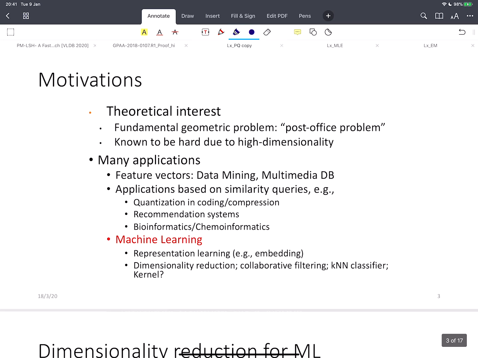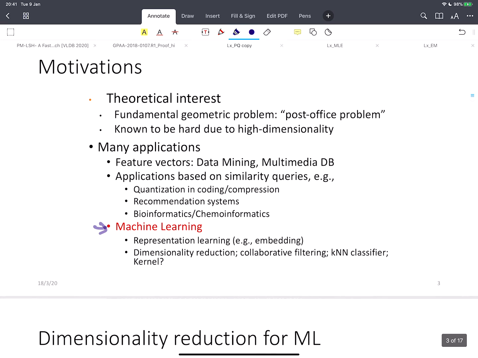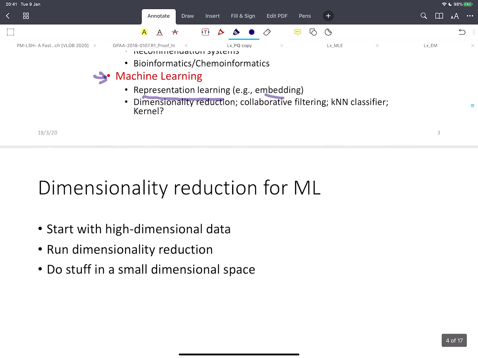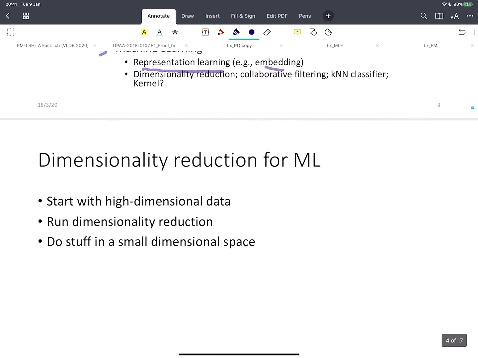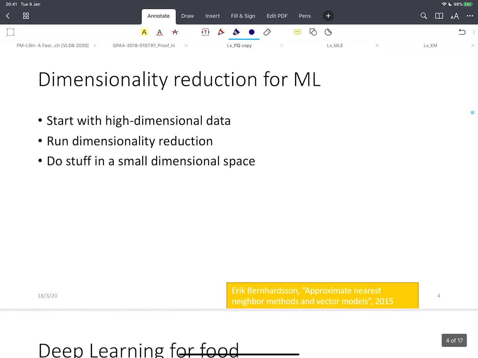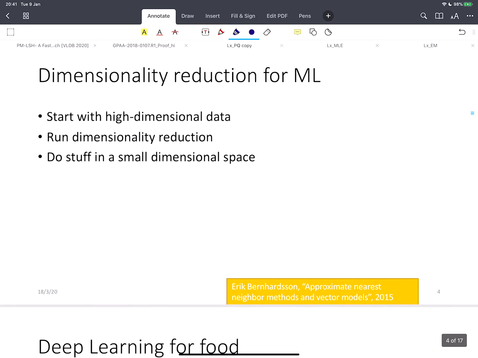So it has a lot of applications. We are going to focus on the machine learning applications. So it's related to so-called representation learning or embeddings. In spatial clustering, we already see one kind of embedding. This is also related to the so-called dimensionality reduction for machine learning.